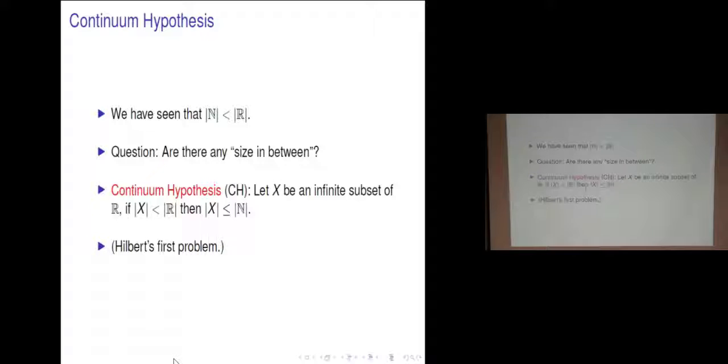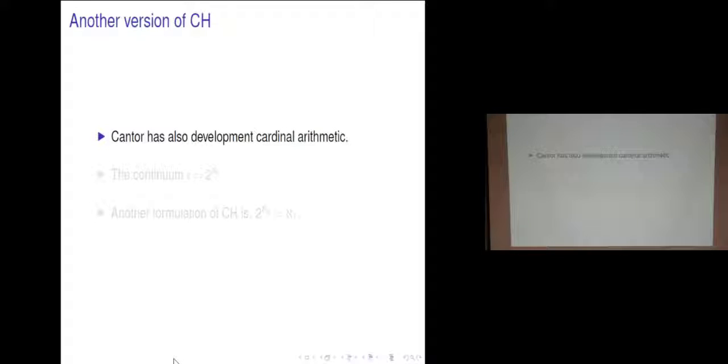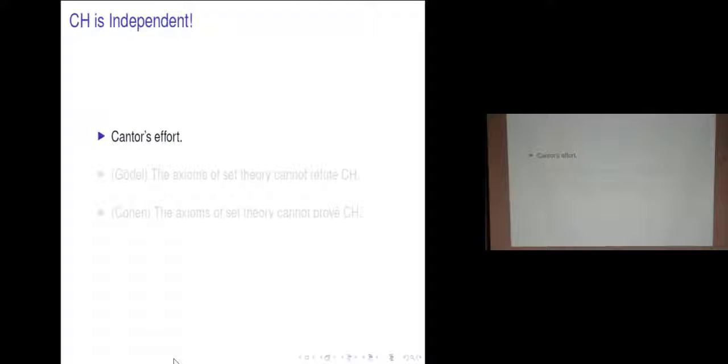So you understand the problem. It's very easy to see: whether there's a size between the real numbers and the natural numbers. The size means the bijection and all these things. Now, this question turns out to be, okay, I'll skip these. It turns out that the continuum hypothesis is independent of ZF.